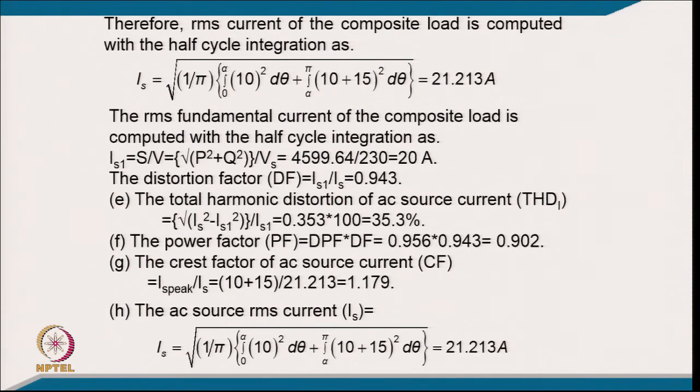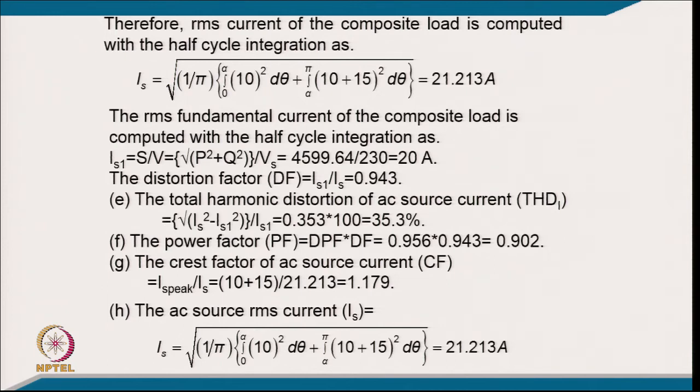21.213 ampere. The RMS fundamental of this composite load you can calculate from the apparent power divided by the voltage. So, it comes to about 20 ampere, and the distortion factor, fundamental RMS divided by total RMS, is 0.943, and the total harmonic distortion of the current is calculated from the RMS and fundamental RMS. You put the value, so it comes to typically 35.3%, and the power factor, being closer to a sine wave than a square wave, is DPF into DF.